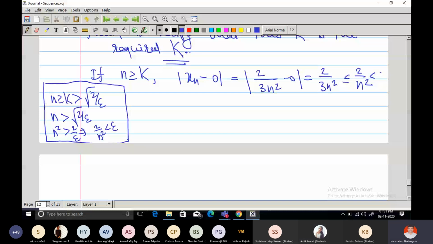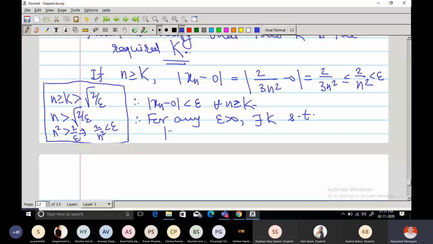So therefore, xn minus 0 is less than epsilon for all n greater than or equal to this particular k. What k have we selected? k greater than root 2 upon epsilon. We did not select a specific epsilon; for whatever epsilon, we are able to produce k. So for any epsilon, we can produce k such that the distance between xn and 0 is less than epsilon for each n greater than or equal to k. And what is the conclusion of this? By definition, the limit as n tends to infinity of xn is 0.